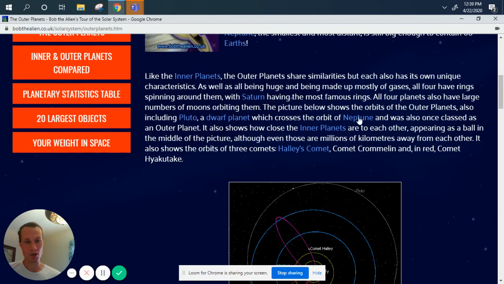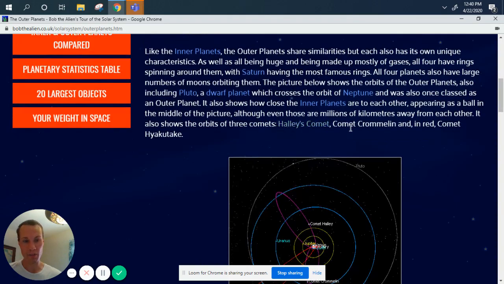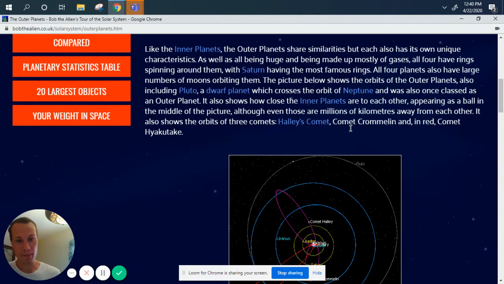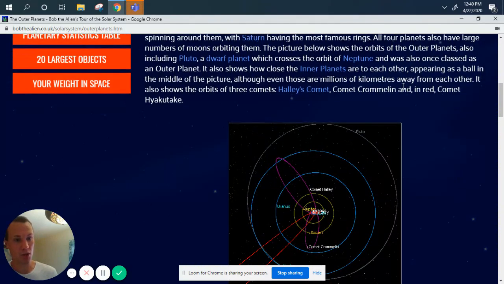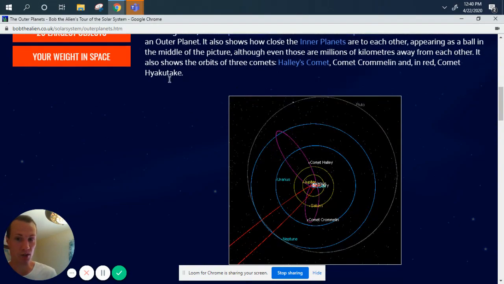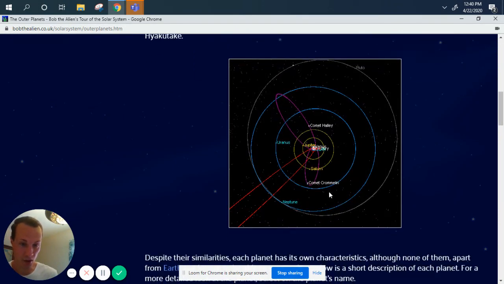The picture below shows the orbit of the outer planets, including Pluto, which is a dwarf planet, which crosses the orbit of Neptune and was once classified as an outer planet. It also shows how close the inner planets are to each other, appearing as balls in the middle of the picture, even though they are millions of kilometers away from each other. It also shows the orbits of three comets: Halley's Comet, Comet Chromalion, and in red, Comet Hyakutake. So this is their orbit.